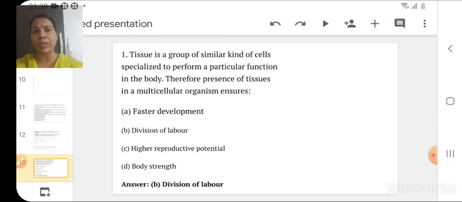This is a very easy question, children. We all have studied about it. And when we started with the cell, that time also we studied about division of labor. That is a unique characteristic of multicellular organisms. So you should not have any doubt on this question's answer. The answer is B, division of labor.